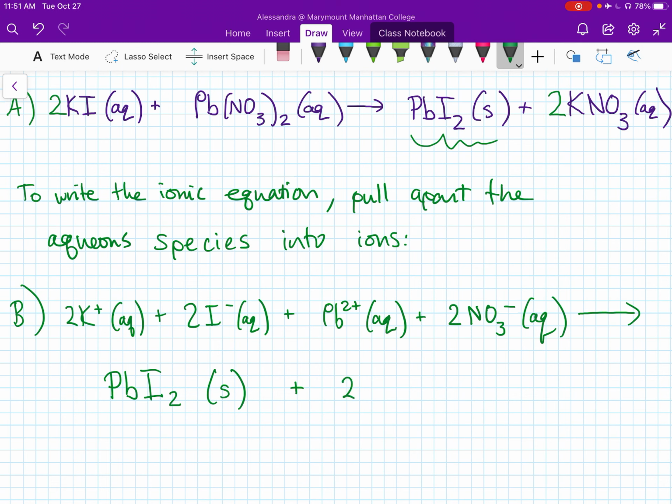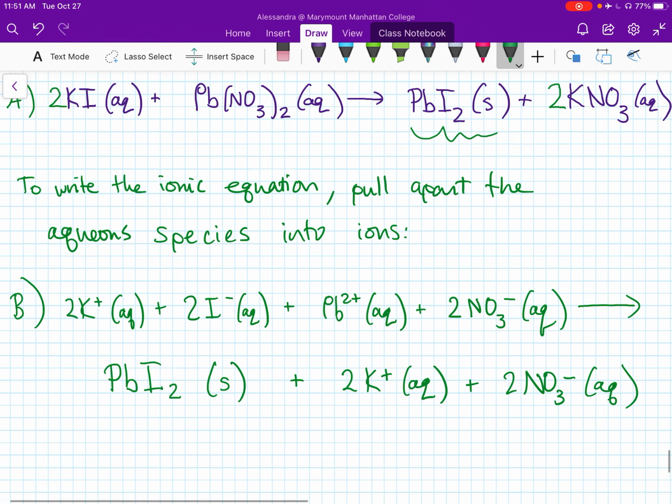And then finally, I have 2 potassiums and 2 nitrates. So once I finish writing down all of the ions involved in my ionic equation, I should make sure it's balanced. So 2 potassiums on the left, 2 potassiums on the right, 2 iodides on the left, 2 iodines in the solid on the right, 1 lead on each side, and 2 nitrates on each side. So I'm good. This is my ionic equation.